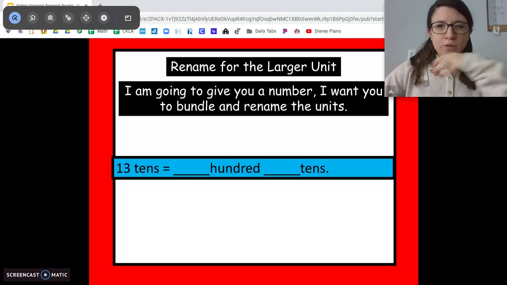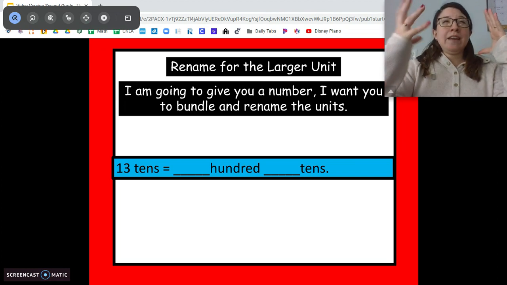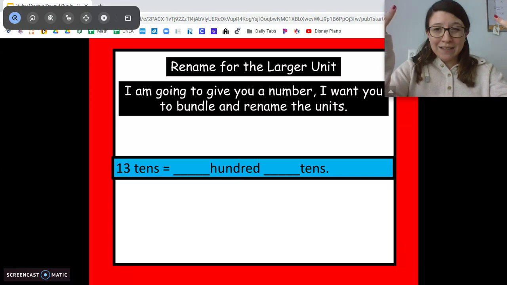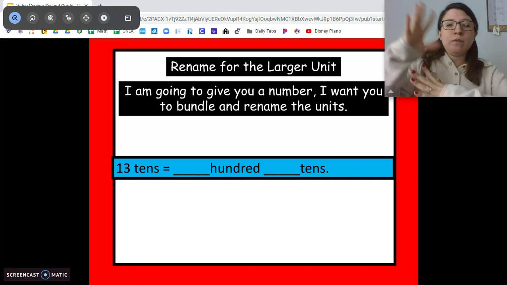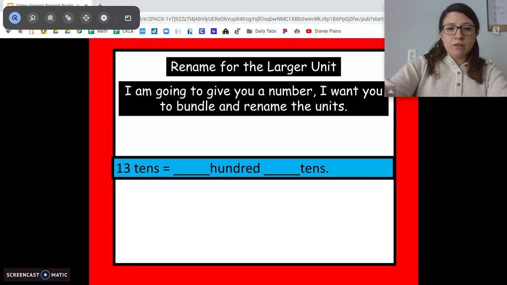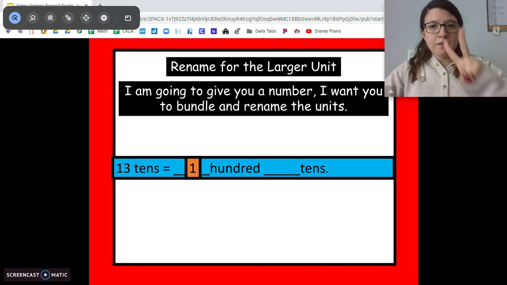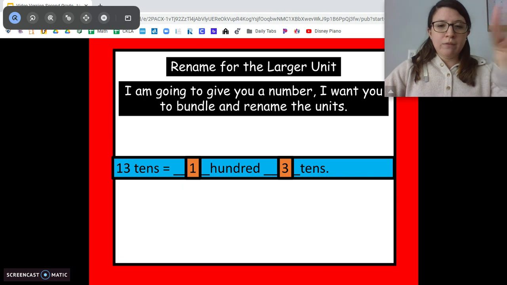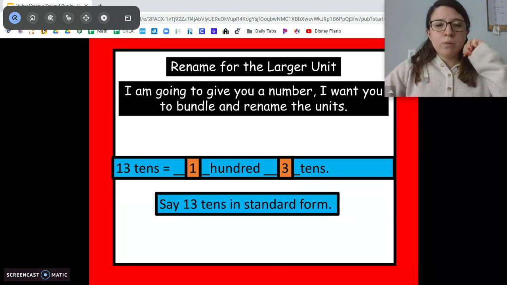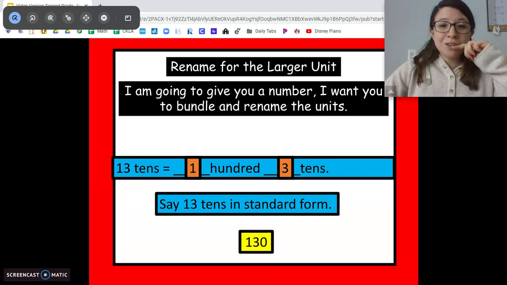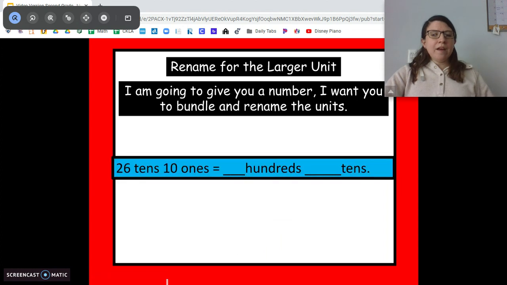13 tens. So let's do this one together. When I think of 13 tens, I know that is over 10 tens, and 10 tens equals 100. So if I take 10 tens out of the 13 tens, I'm going to have 100, and then I will have 3 tens left. So I'll have 100, 3 tens. What would that number be in standard form? What would the value of that number be? Good, 130, awesome.